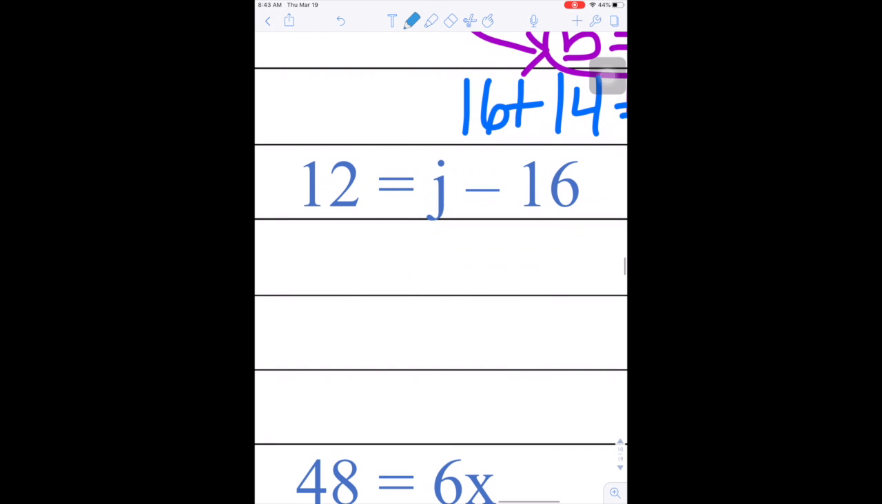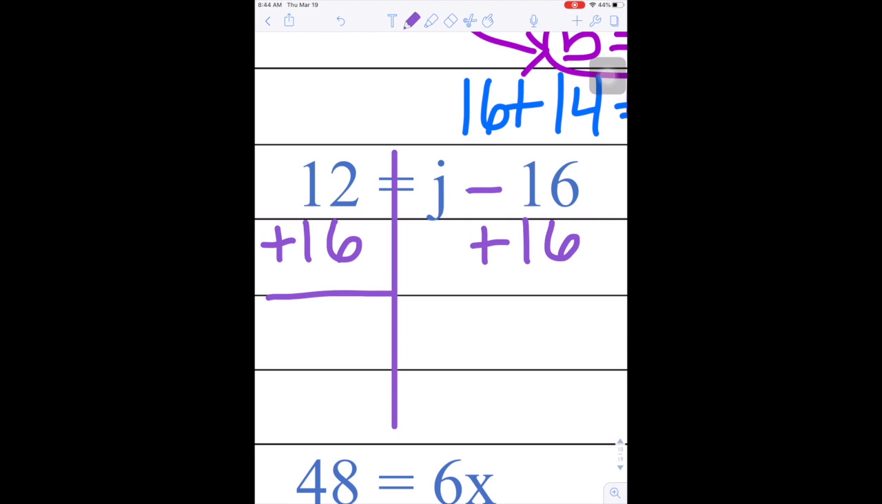All right, sometimes you'll notice that the variable's on the other side. This one I did that. So this side I'm solving for j, and they subtracted 16, so I'm going to add 16, add 16. So these canceled out, I still have j. On this side I have 28.